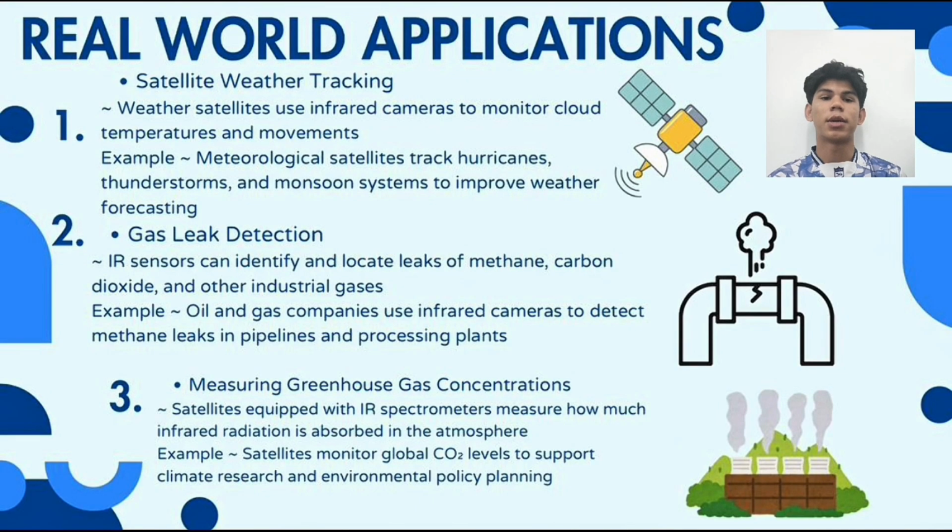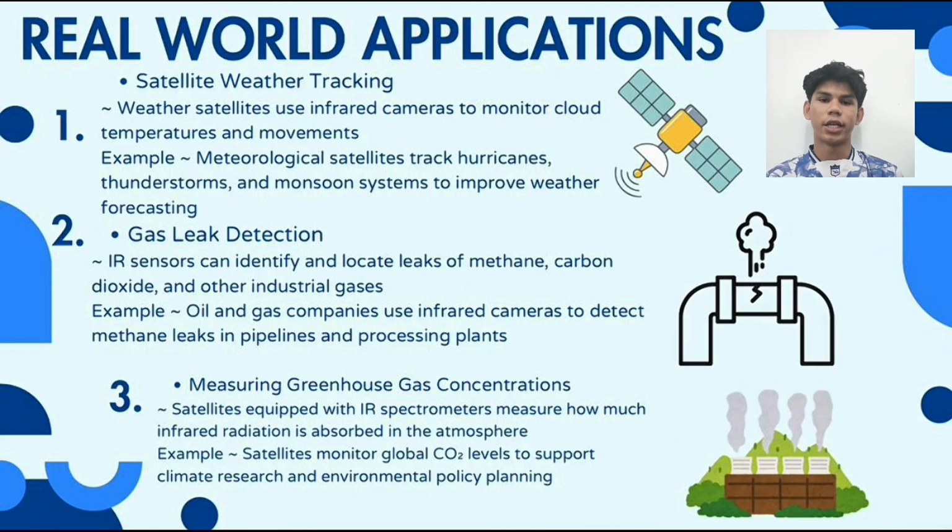Next, let's look at some real-world applications of infrared technology. First, satellite weather tracking. Weather satellites use infrared cameras to monitor cloud temperature and movement. This helps meteorologists track hurricanes, thunderstorms, and monsoon systems, improving weather forecasts.